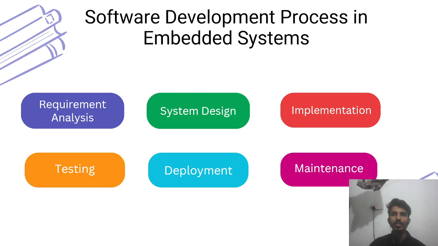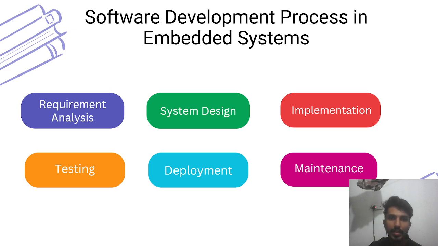The next topic is the software development process in embedded systems. The software development process in embedded systems is different from the general software development process, because in embedded systems we are tightly constrained. We have limited resources, processing power, and limited memory. So these are the steps we go through when we develop software for embedded systems. The first is requirement analysis. Requirement analysis means the goals that we are building our system for. For example, what should the system do?